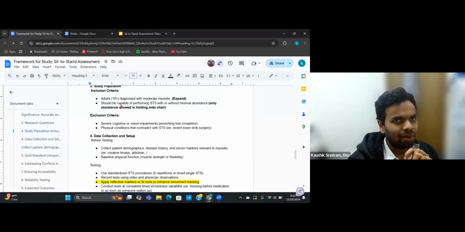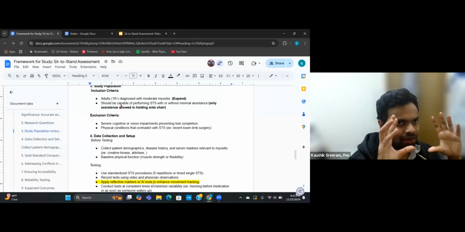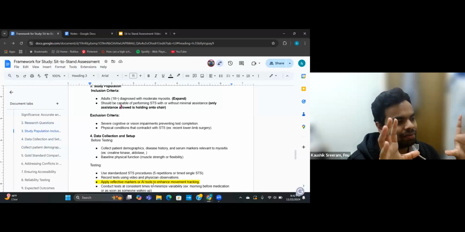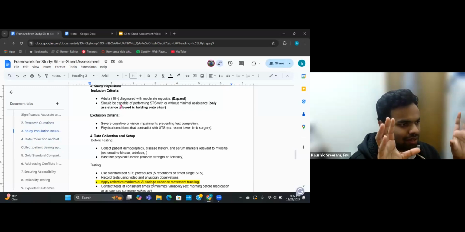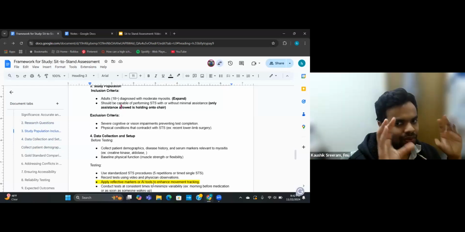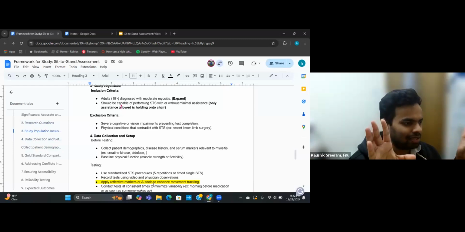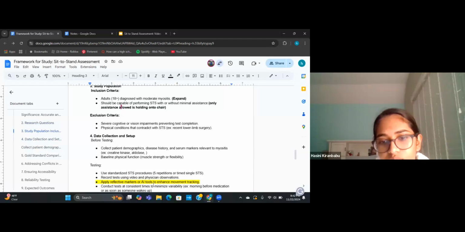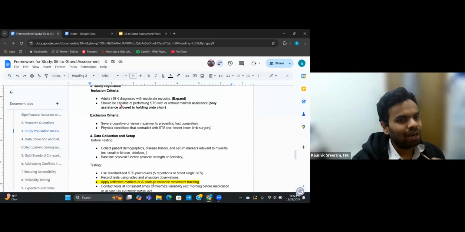Now think about how you're going to get the group. Just imagine your inclusion criteria. Who do you have now? You have adults. Will you have kids? No. You have adults who are having moderate disease of myositis. Do you agree? This is your group. Now, in this group, who can't you test?